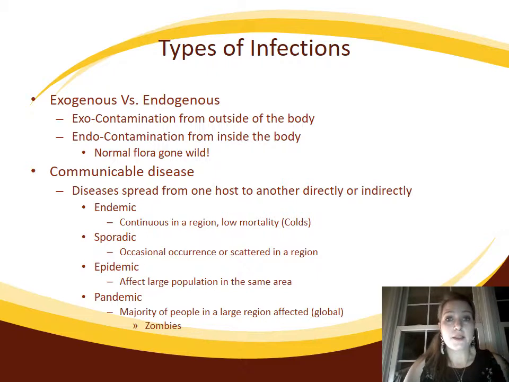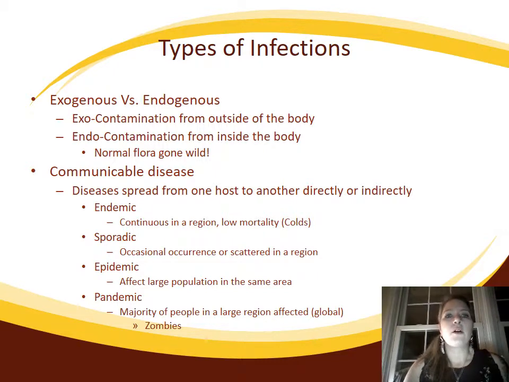So types of infections. You have two different types, exogenous and endogenous. Exo meaning outside, endo meaning inside. Therefore, exo is contamination from outside of the body, endo being from inside of the body. Now, outside of the body is easy enough to explain, but how are you getting infections from the inside of your body? Well, generally it's translocation of some type of microorganism from one area to another. So normal flora not knowing its own role.